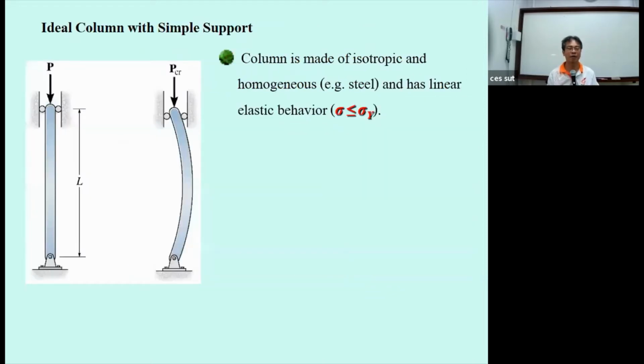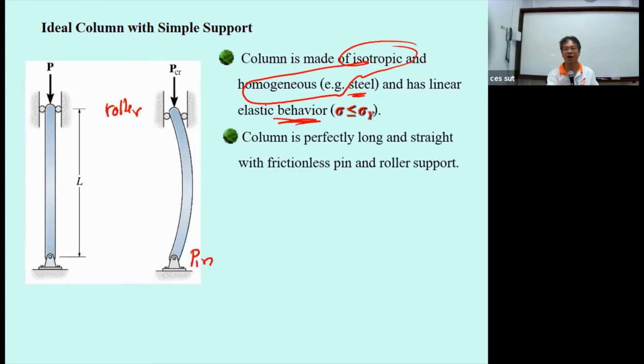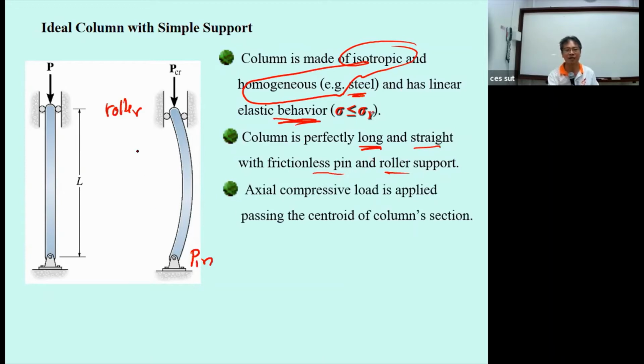Anyway, we come to the ideal column. For the ideal column, one end is supported by a pin and the other by a roller, and it is made of isotropic homogeneous material such as steel. During buckling, the behavior is linear elastic. The column is supposed to be very long and straight, supported by a frictionless pin and roller, with the force applied at the centroid of the section, and the buckling occurs only in one plane.